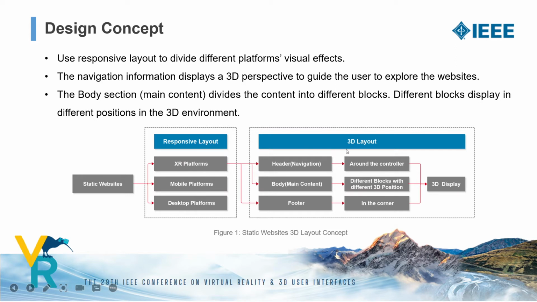The second section is about the 3D layout. We need to build a 3D layout, so we need to divide the website sections in each page: the header, which is navigation, the body, which is the main content, and the footer. The footer is about copyright information. Normally it's not important, so we design it sitting in the environment corner in 3D. The most important parts are the header and body.